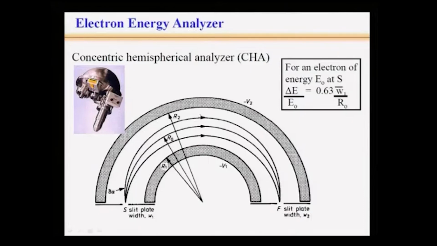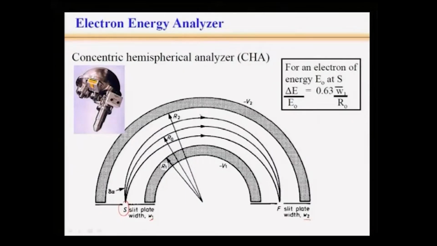The most important one is the concentric hemispherical analyzer. Here you can see R0, R1, R2, different concentric radii are used here. R1 is negatively charged and R2 is also negatively charged but at a different potential, and there is a slit plate here, you can see W1 or W2 depending on that. The electrons move in this and then get detected. So, for electrons of energy E0 at S, with slit width W1, delta E by E0 is basically 0.63 W1 by R0.